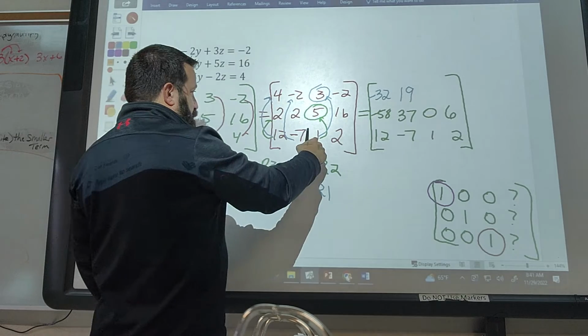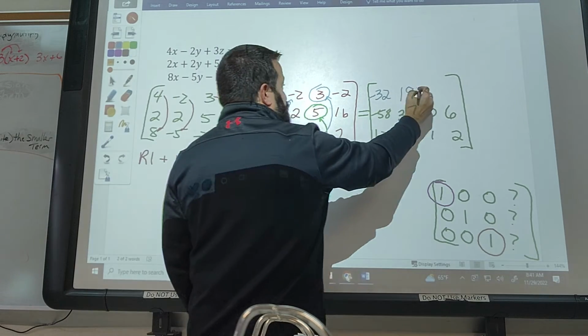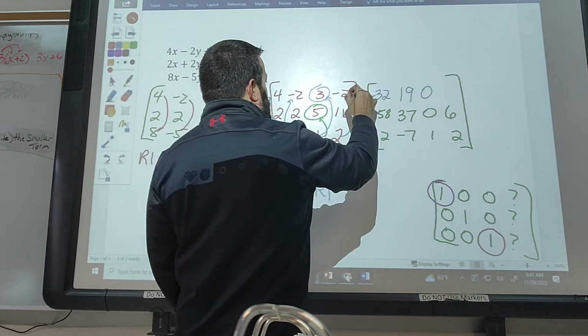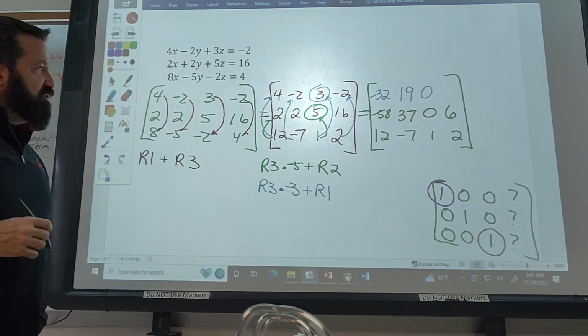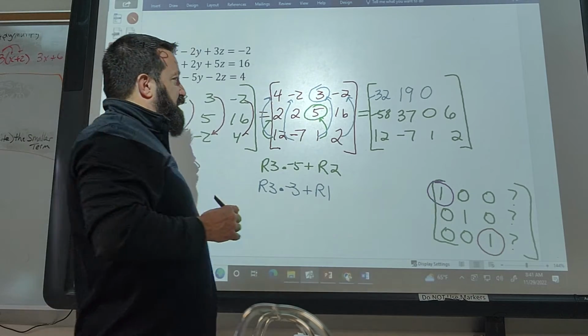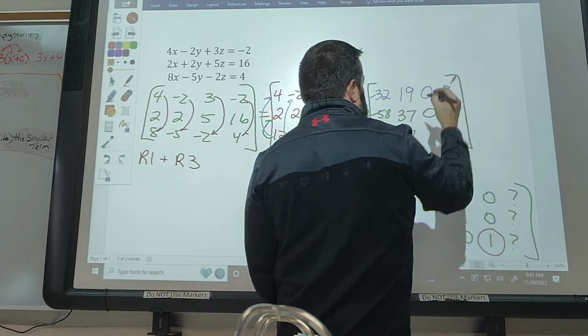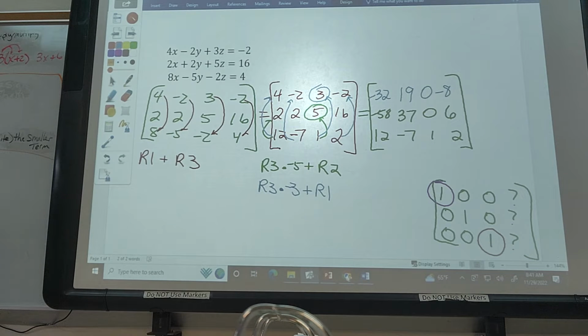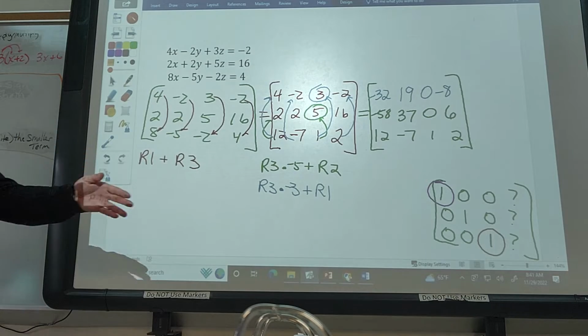Take the 1 times negative 3 and add it to that. That's a 0, thankfully. Some of the math came out easy. And then take 2 times negative 3 would be a negative 6. Minus 2 would be a negative 8. Okay. So far, so good. So I am done with that column.